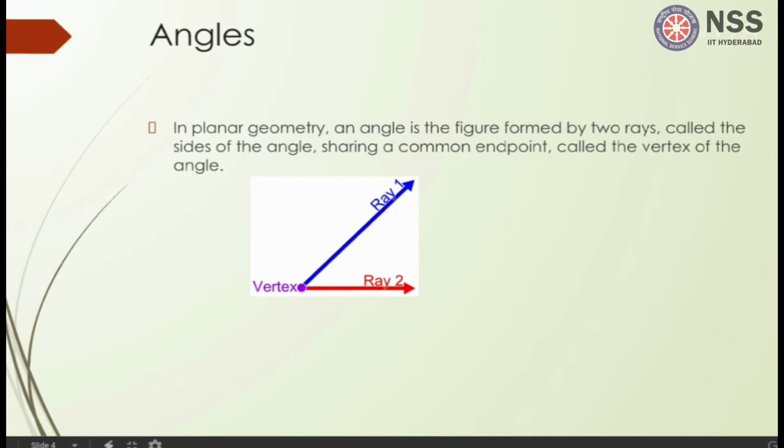In planar geometry, an angle is a figure formed by two rays, called the sides of the angle, sharing a common endpoint, called the vertex of the angle. An angle ABC is represented as angle ABC with the middle letter being the vertex. The yellow color represents the interior region of the angle and the white represents the exterior.